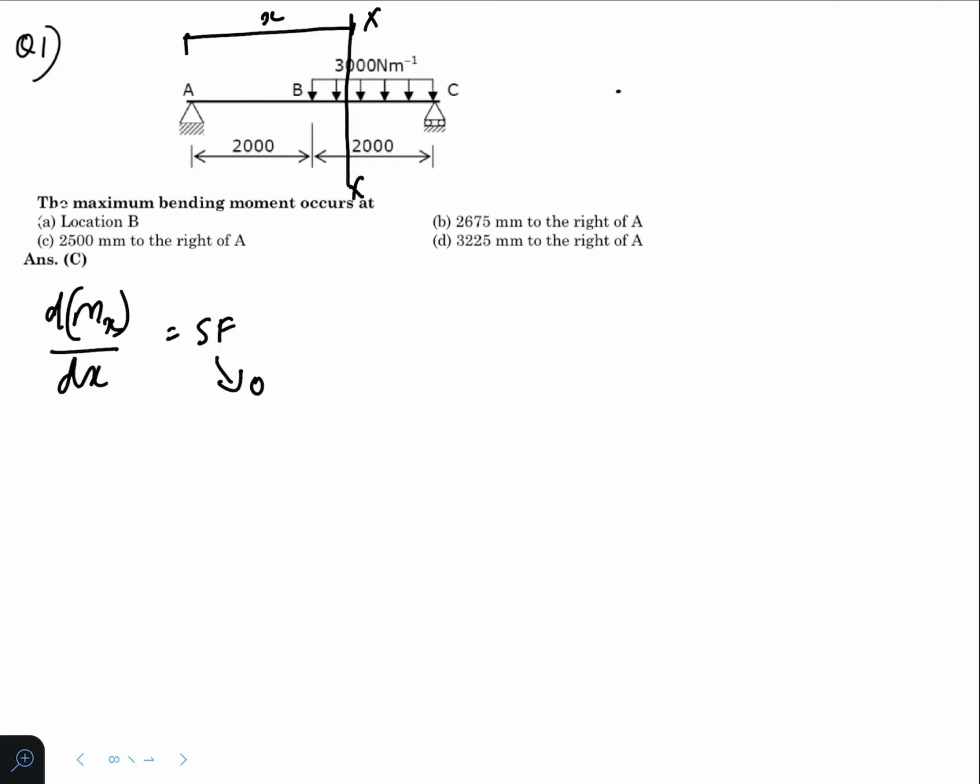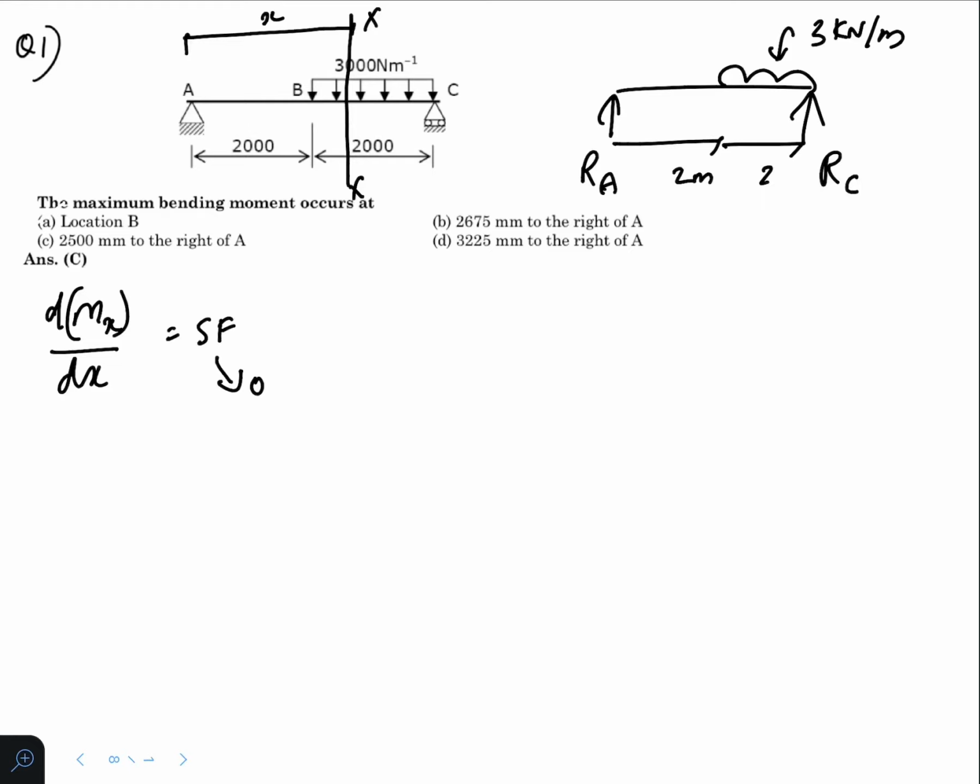So we'll have RA, RC, and 3 kilonewton per meter. I'm converting that into kilonewton meters. This is 2 meter, this is 2 meter. In the question it is given as 2000 mm. So 2 meter and 2 meter. Now we have sigma Fy equal to 0. So RA plus RC is equal to 3 into 2, so that will be 6.